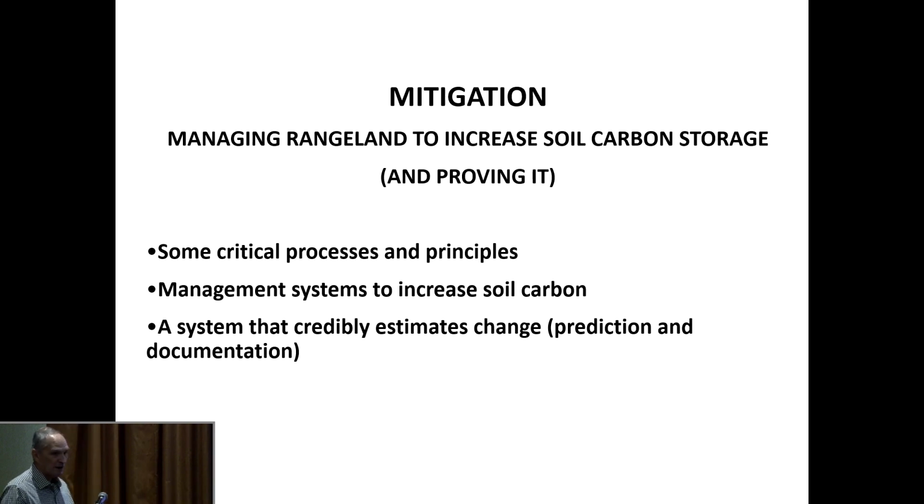So I want to do that, and I want to start out with just some critical processes. Sana did a really nice job of doing some of those, but I think part of that is scaling those things to rangeland environments, like Steve said. We don't get to do a lot with inputs, and you have to understand what those processes are and what those principles are.